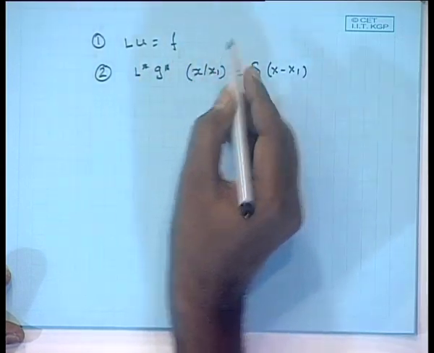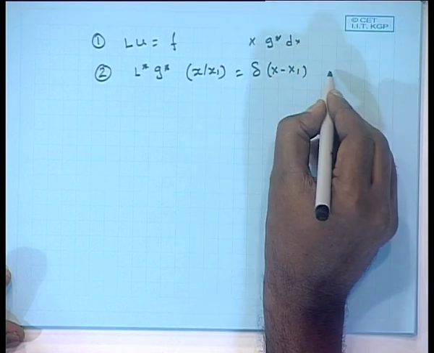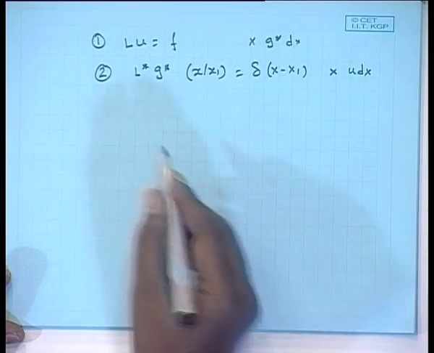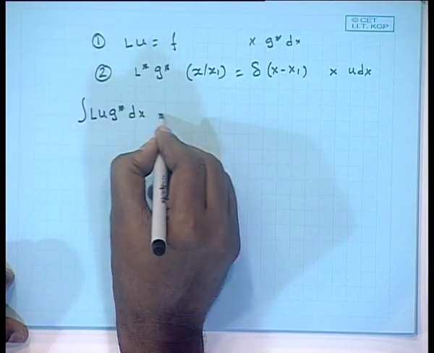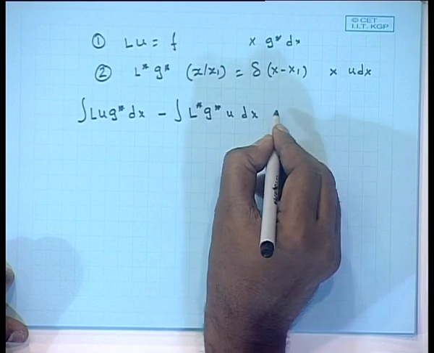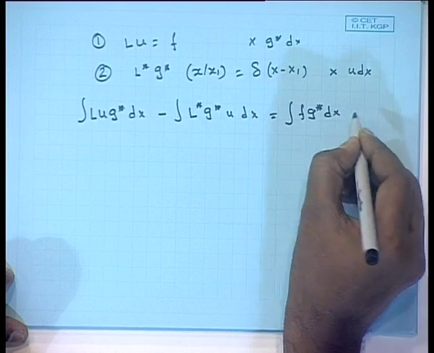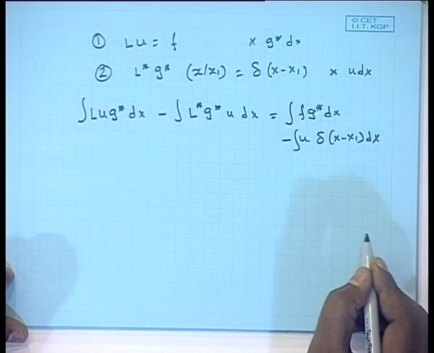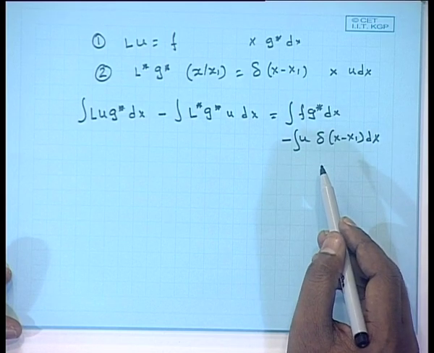You multiply this equation by g star dx, you multiply this equation with u dx, and integrate and subtract. What you will get is Lu g star dx minus L star g star u dx is equal to f g star dx minus u delta x minus x1 dx. This integral is over the domain of x. It may be 0 to 1. It will be between the upper and lower limits of x.